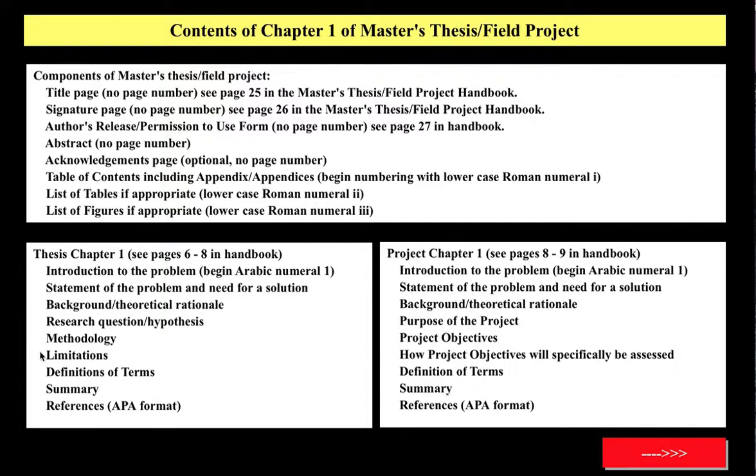You'll have a section on limitations, definition of terms, summary, and your reference section in the APA format, American Psychological Association format. So if you're doing a thesis, this is your chapter 1 with the subsections of chapter 1. And it's all outlined on pages 6 to 8. Tells you exactly what to do.